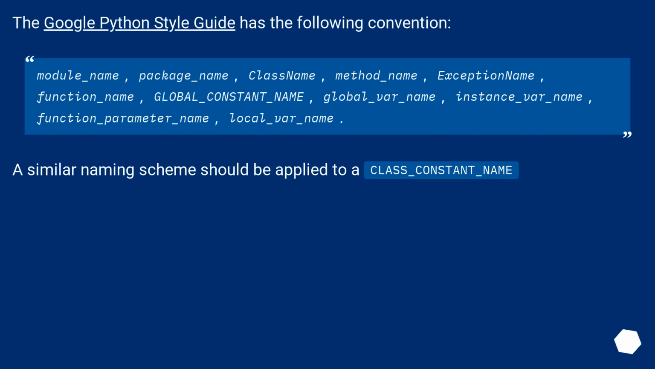The Google Python style guide has the following convention. module_name, package_name, ClassName, method_name, ExceptionName, function_name, GLOBAL_CONSTANT_NAME, global_var_name, instance_var_name, function_parameter_name, local_var_name. A similar naming scheme should be applied to a CLASS_CONSTANT_NAME.